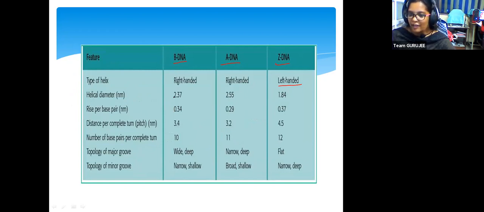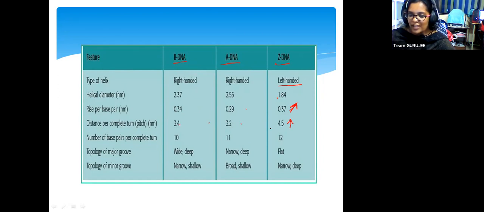The diameter is mostly the same, but except Z DNA, the helical diameter will be very small compared to B and A. Then the distance between each base pair is almost the same, but in Z DNA it is a little more. Distance per complete turn: A and B are almost similar. In case of Z, it will increase.